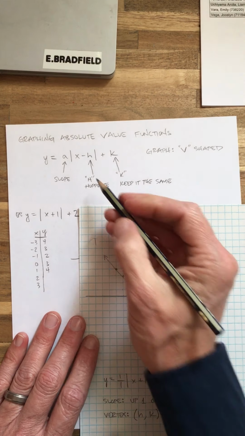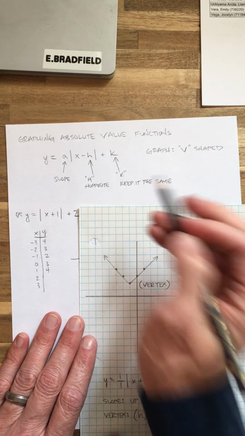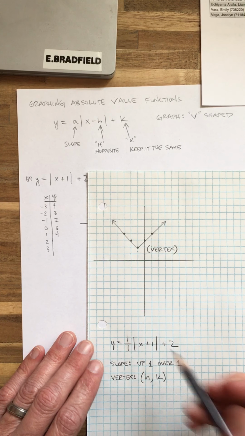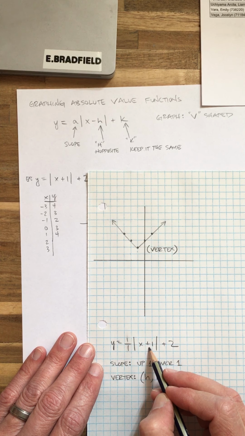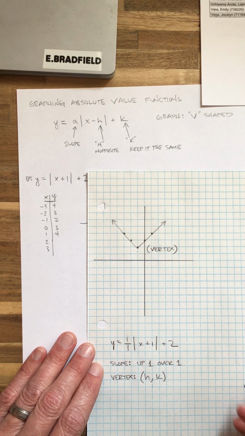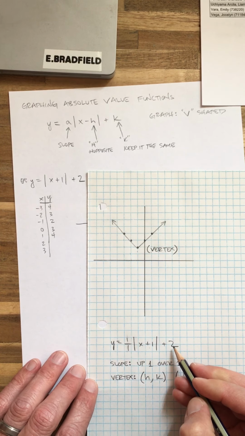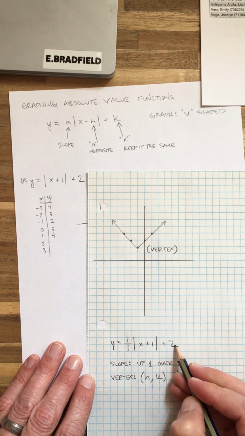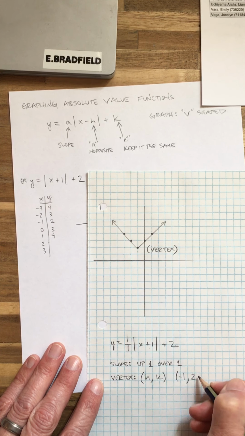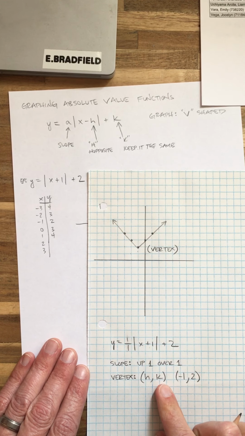But if you look over here, didn't it say h opposite, k keep it the same? All right, so if you look at our h value, it says +1. Okay, so what's the opposite of that? That's -1. So it's going to be -1 comma, and then k keep it the same. There's my k, so it's +2. Keep it the same, it's just +2 right there. So there's my vertex right there.